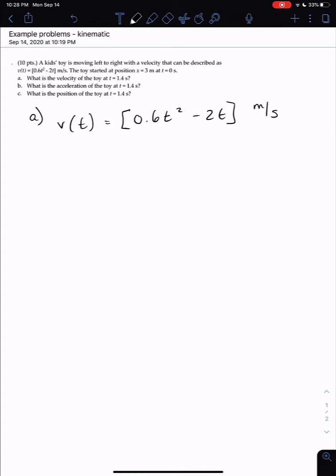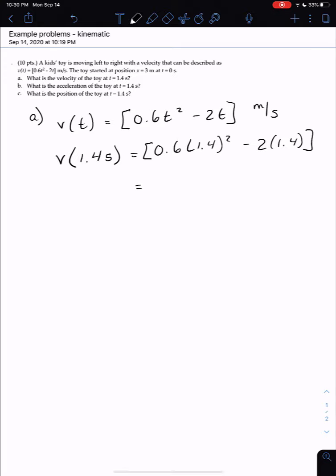So part A asks us for what V is when the time is 1.4 seconds. So we literally just need to go through and plug that in. So if I go through and plug these numbers into my calculator, I'll find that the answer ends up being negative 1.6 meters per second.